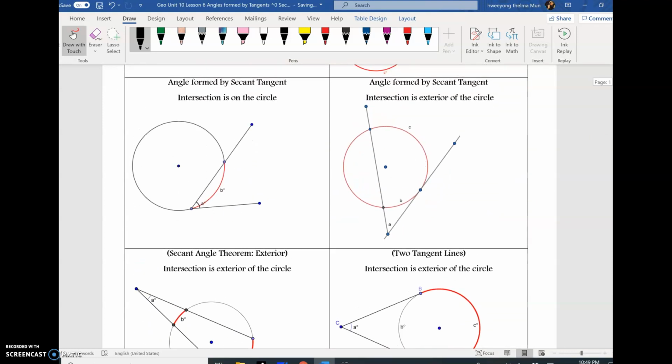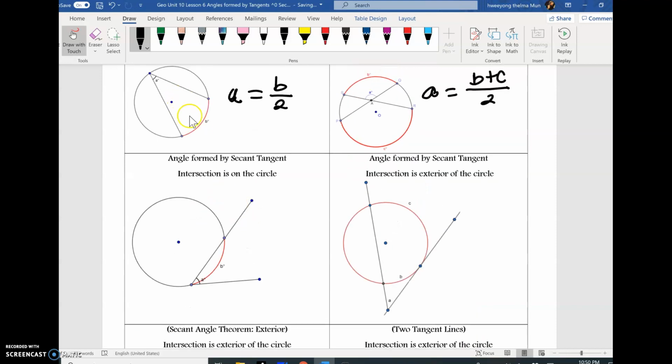So here's some of the new stuff. Now, if you take a look, we have a tangent here, and we also have a secant. And this angle forms on the circle, so this is very similar to the inscribed angle. This angle A is actually half of this arc. It has the same property. So here, angle A is going to equal B divided by 2, just like the inscribed angle.